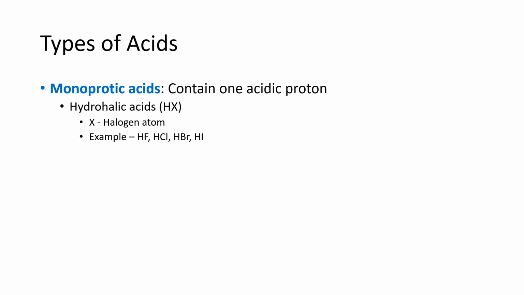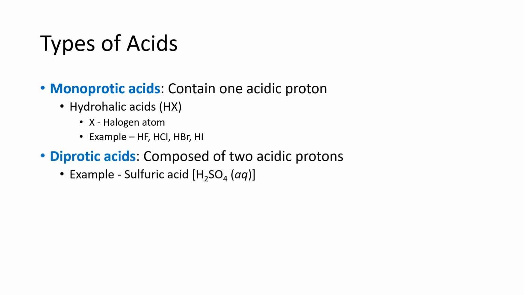There are several types of acids. Monoprotic acids contain one acidic proton. Hydrohalic acids are acids where a proton is bonded to a halogen atom. Diprotic acids are composed of two acidic protons. This means that up to 2 protons can be donated under the right conditions.